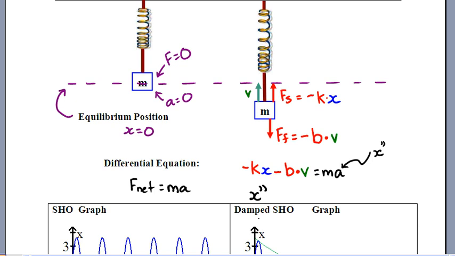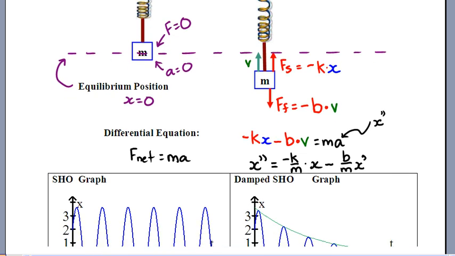x double prime, the acceleration, is equal to negative k over m times x. We've seen that before. That's our differential equation from the last few pages. But now there's an additional term, we call it a damping term, a term that brings in some friction: minus b over m times v. Actually, instead of v, let's write this as x prime. So I've got the first and the second derivative showing up in my differential equation.